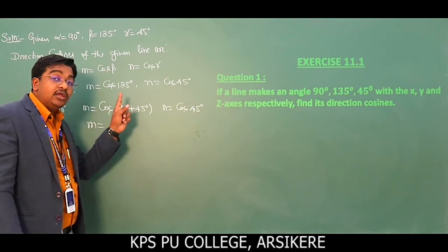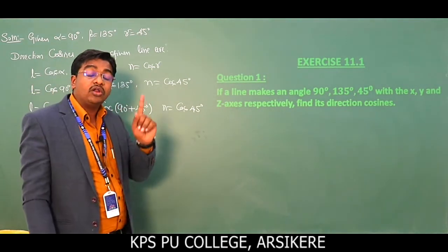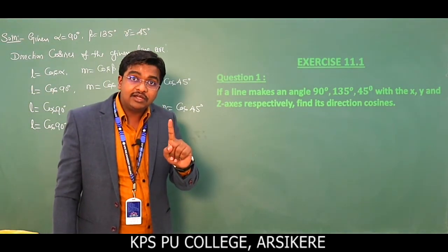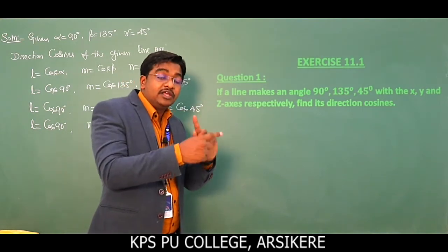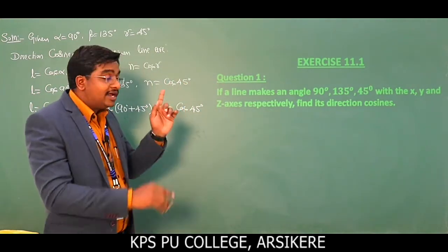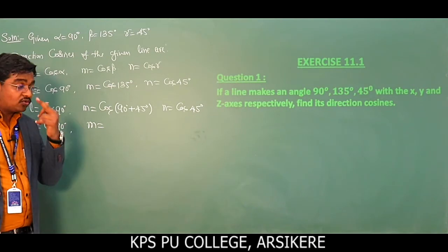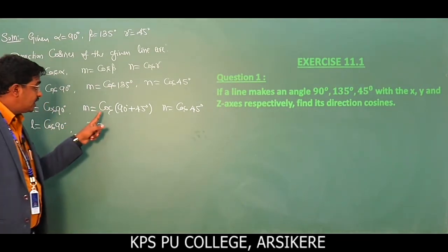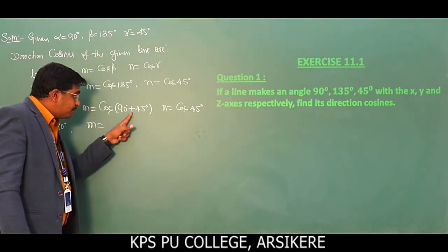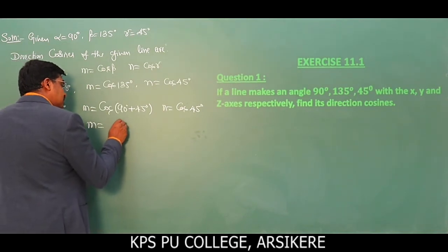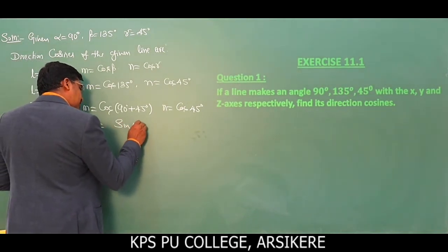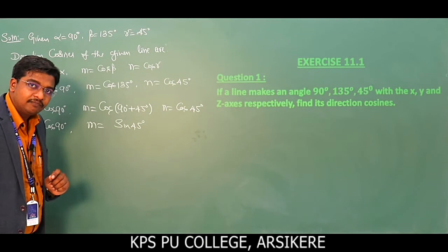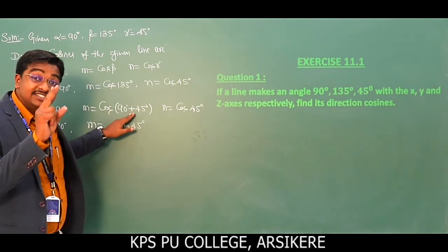So 90 degree plus or minus theta, or 270 degree plus or minus theta, the trigonometric function changes there. Sin to cos, cos to sin, tan to cot, cot to tan, secant to cosecant, cosecant to secant. So here we have cos of 90 degree plus 45 degree, this becomes sin of 45 degree. So what about the sign here?